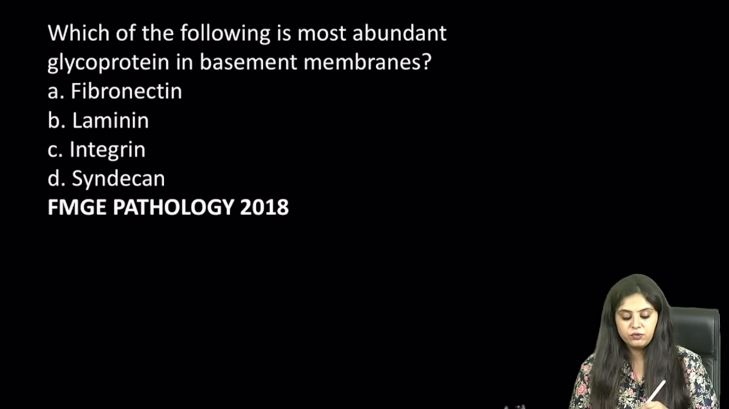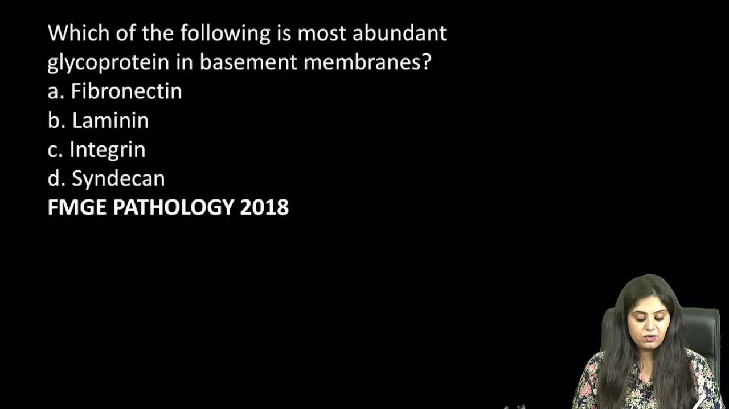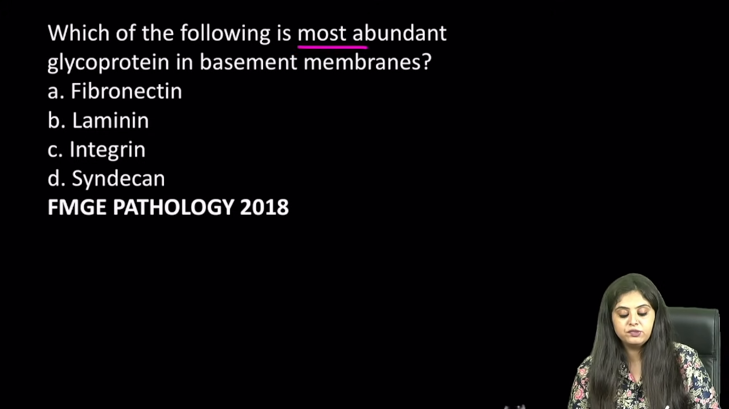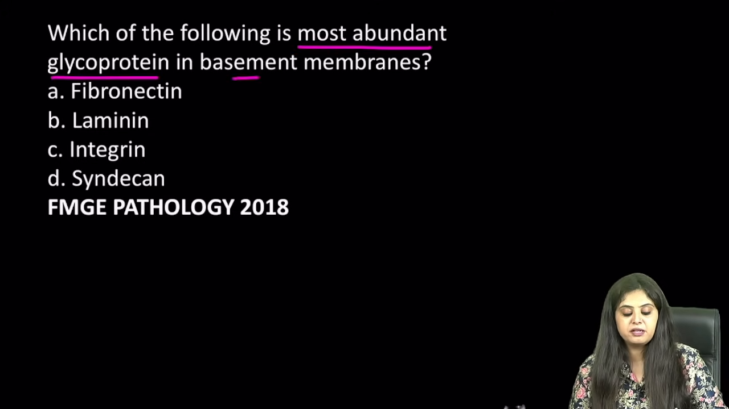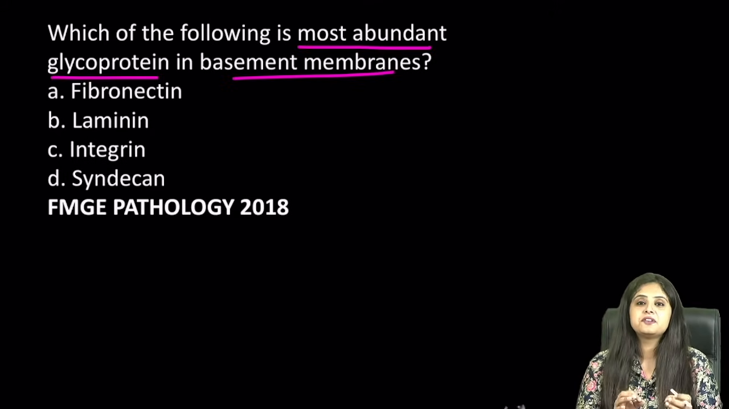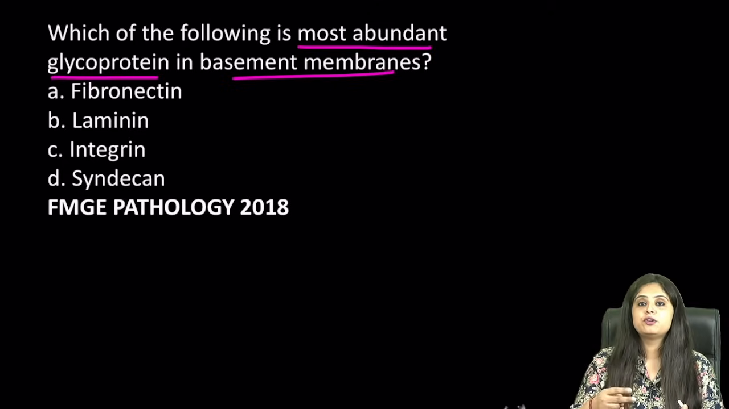The next question over here is from 2018, long back, and that is, which of the following is the most abundant glycoprotein in the basement membrane? I've seen a lot of students getting an error here, because they read basement membrane and all that they want to look out for is collagen type 4, which is not even there in the options.